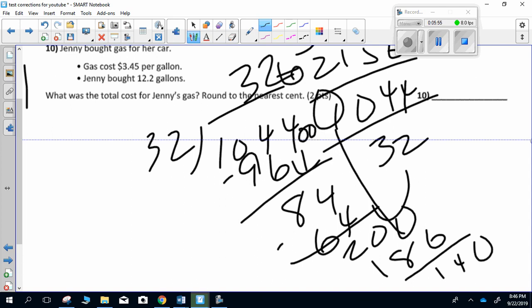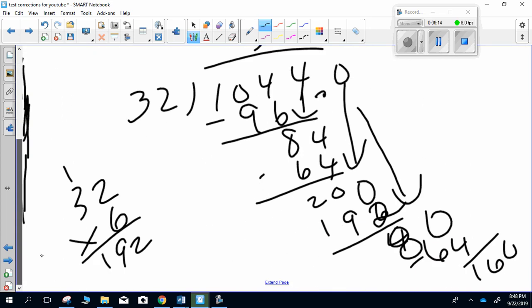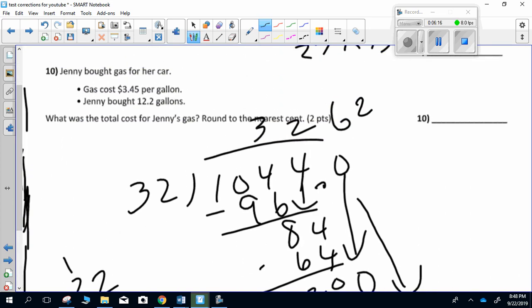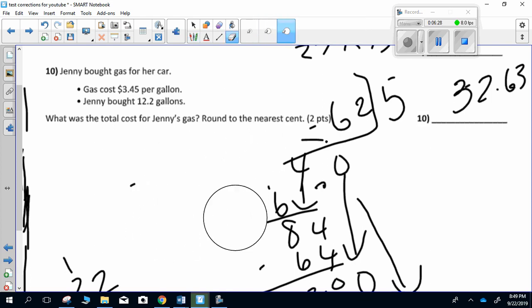Then 32 times 3 is 96. So 32 goes in there, gives me a 3, a 2, a 6. I subtract, I get 16. 16 is half 32, so that's that. And then I need to round to the nearest whole number. So it's going to be 3263. Okay, the next question.